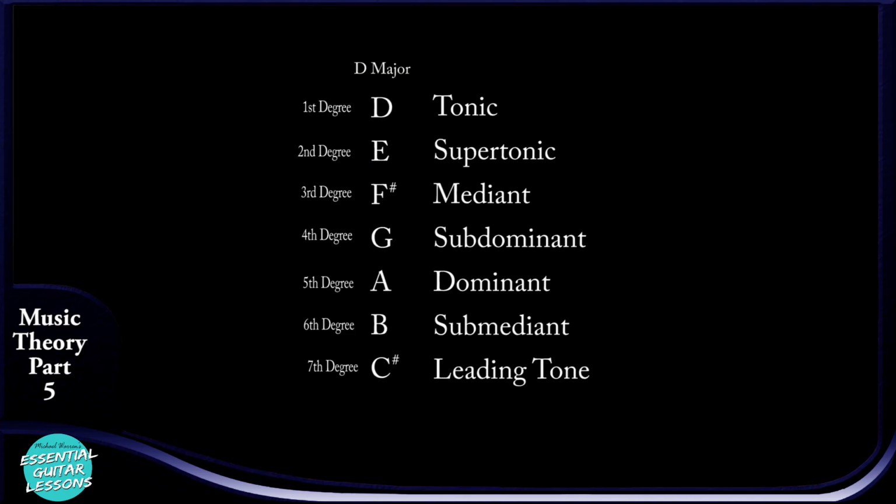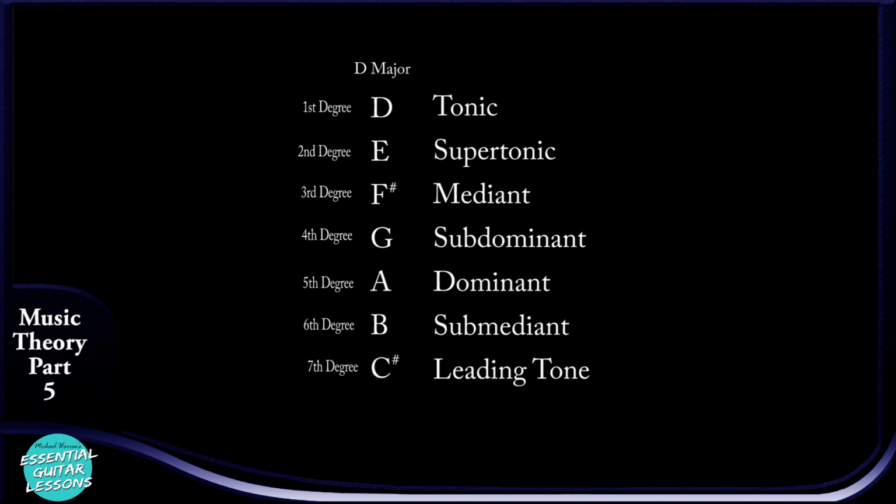Now these are the names for the major scale. So if I was to bring up my D major, the D would be the tonic, the E would be the supertonic, the F sharp would be the mediant, the G would be the subdominant, the A would be the dominant, the B would be the submediant, and the C sharp would be the leading tone or the leading note there.